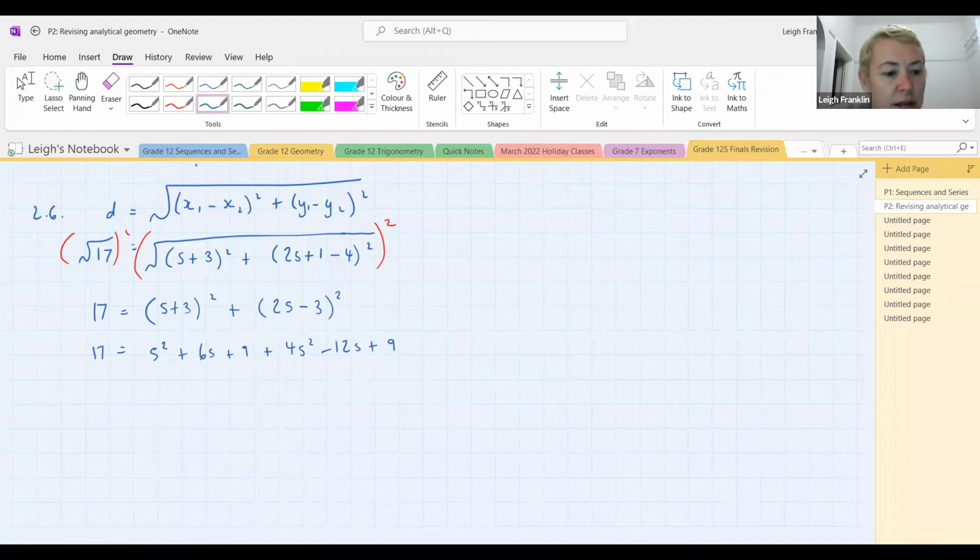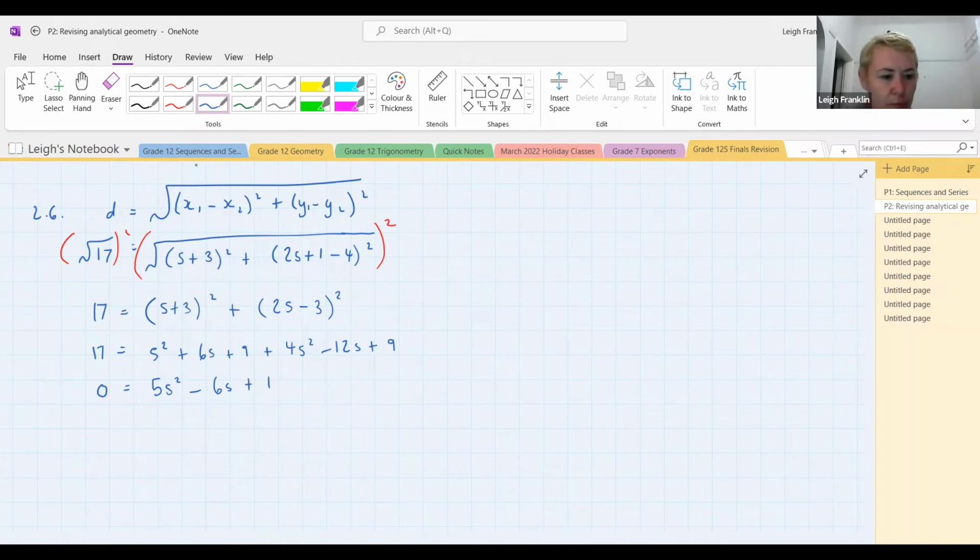Get it into standard form. That leaves us with 5S squared, then minus 6S, and then we end up with 9 plus 9 minus 17, so that would leave us with plus 1. Is that right? Yeah, because it would be 18 minus 17.